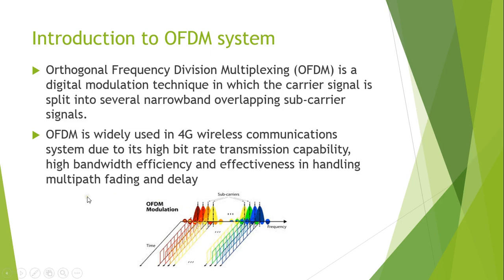This OFDM is widely used in 4G wireless communication systems due to its high bitrate transmission, because there are many subcarriers which are implemented and process in parallel. The bitrate transmission is high, with high bandwidth efficiency and effectiveness in handling multipath fading and delay. So that is the basic crux of the OFDM system, that is the parallel processing of subcarrier signals.